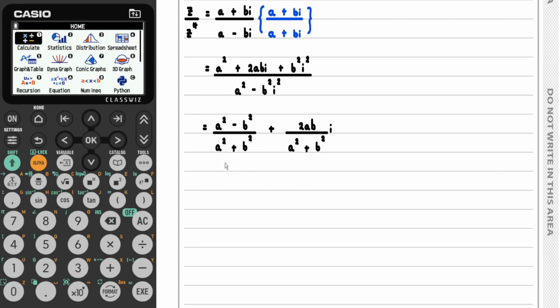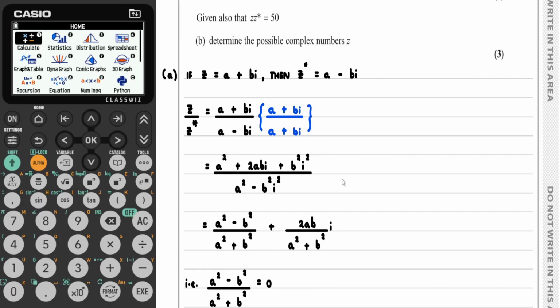We now need to set the real part equal to 0. So we have a squared subtract b squared over a squared plus b squared, which is equal to 0. And from this we can rearrange and state that a squared is equal to b squared. Given also that z multiplied by z star is equal to 50, part B, determine the possible complex numbers of z.